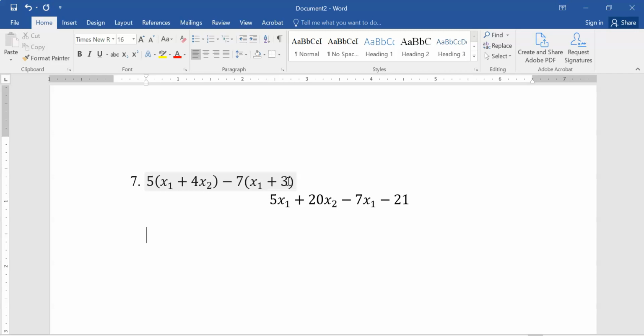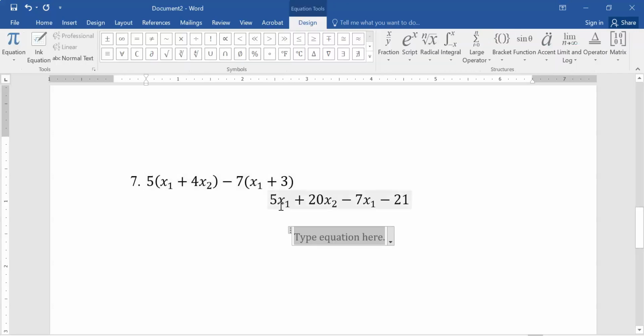Now in this, there's not a lot to combine, but there is these x1s that can be combined. So you do negative 2x1 plus 20x2 minus 21. And that would be the final simplified version of the answer.